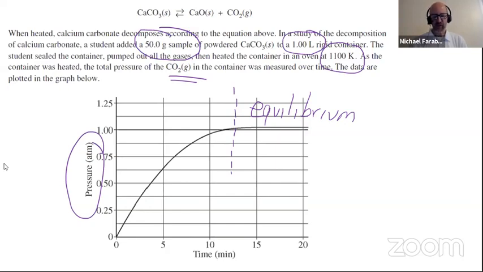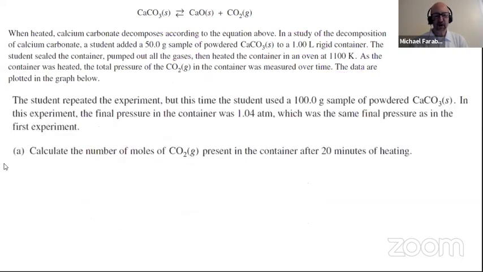So for this particular reaction, the decomposition of calcium carbonate, we have CaCO3 on the left, and then calcium oxide, CaO, and carbon dioxide on the right. So part A of this question: calculate the number of moles of CO2 present in the container after 20 minutes of heating. So we'll go back to our given information. We have a volume, we have a temperature.